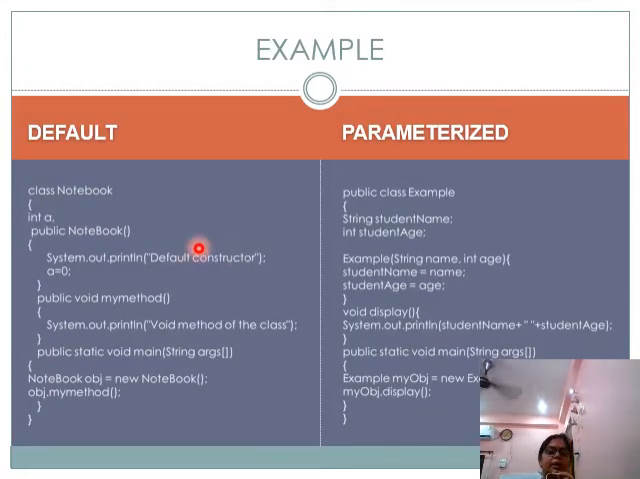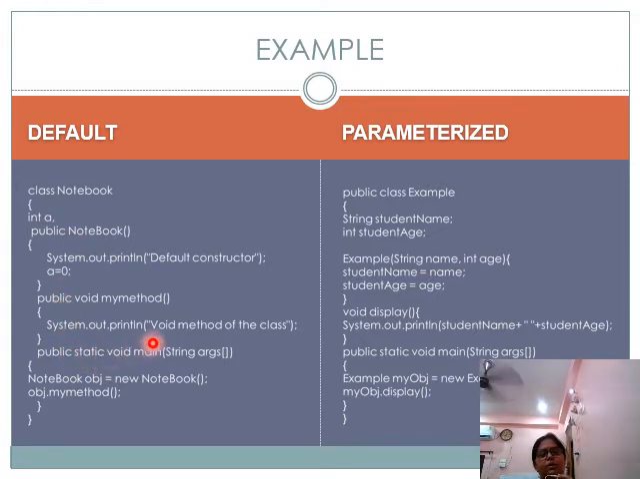Now see, we will compare default and parameterized constructors. Here are the two examples. This is your default and this is your parameterized constructor. See students, we have taken a class Notebook, and see here the class name and constructor name are the same, Notebook. This is your default constructor because it has no parameter list. Int a has been initialized to zero here.